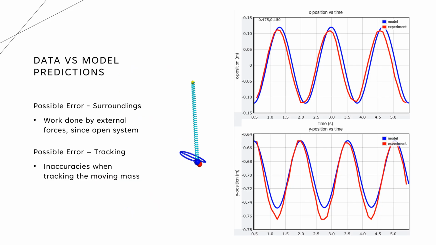Now for the data versus model predictions. As you can see here, the two graphs are pretty close together, and you can see an example of the output of our code with the spring there. The blue part is the model and the red part is the data, and as you can see, they're pretty close together. A possible error that could have occurred is work done by external forces, since our data was acting in an open system. Another possible error is that I could have made a mistake when tracking the position of the data.